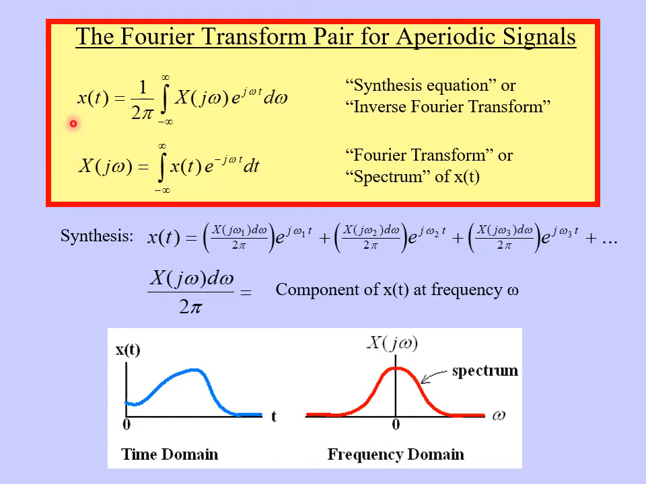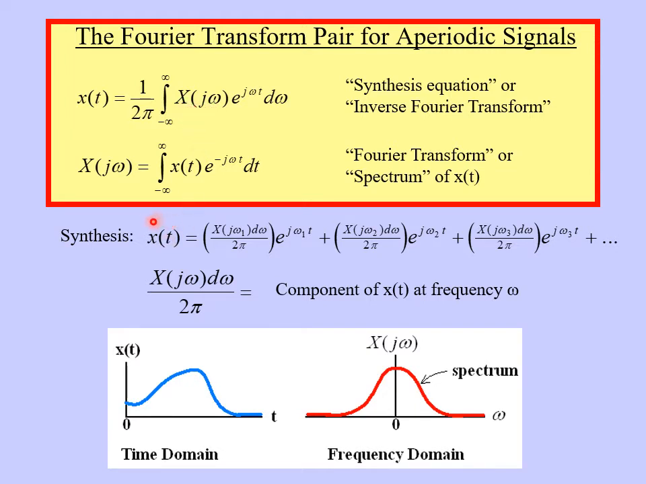They're kind of bizarre looking, right? They're integrals with complex exponentials and so forth. So what do they physically mean? Well, the synthesis equation, if you think about this, remember what an integral is. An integral is a sum of a bunch of tiny little pieces. Each one of these pieces is a frequency component that has a frequency of omega, and the weight or the coefficient of that frequency component is given by the Fourier transform.